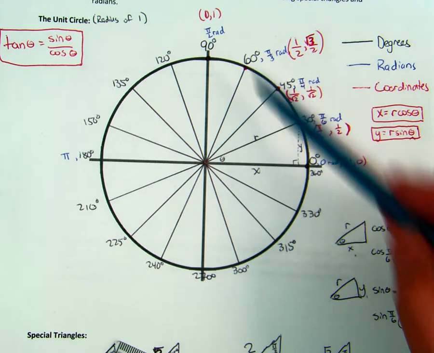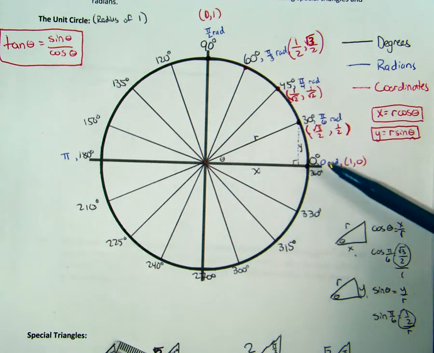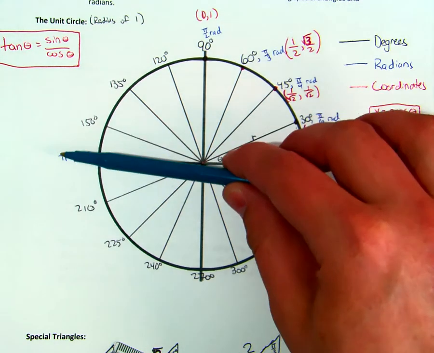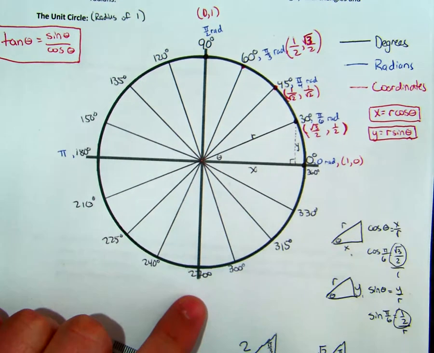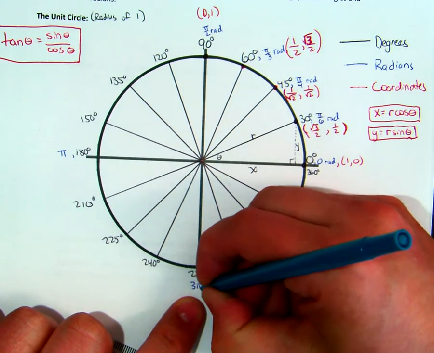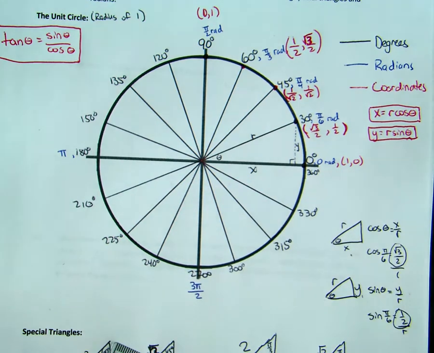270. So if I'm going up by 0, pi by 2, this would be 2 pi by 2, 3 pi by 2. So this is 3 pi by 2 radians.